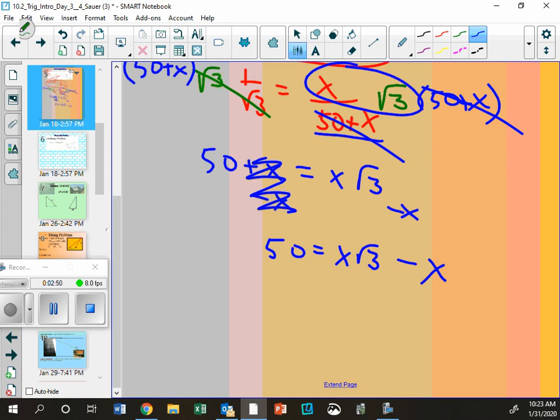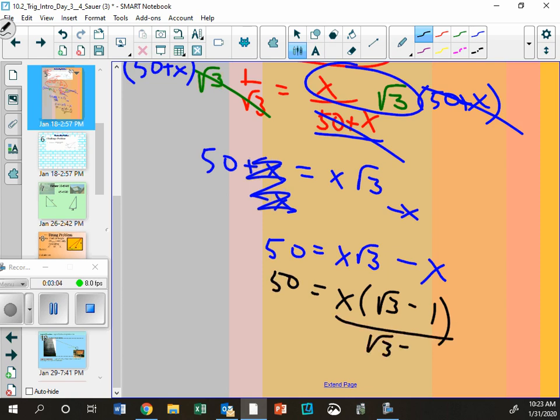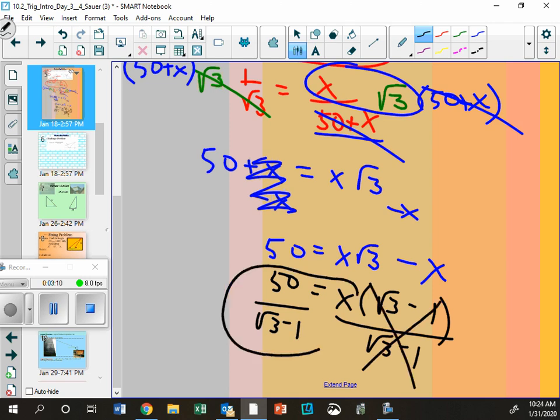Then, what's the key at the end of a lot of really hard pre-calc problems? If you can factor it, you should. So you go, x comes out, square root of 3 minus 1. And then you divide by square root of 3 minus 1 on both sides. And there you go. How many of you were able to pull that off solo? You got it yourself. Okay, awesome.